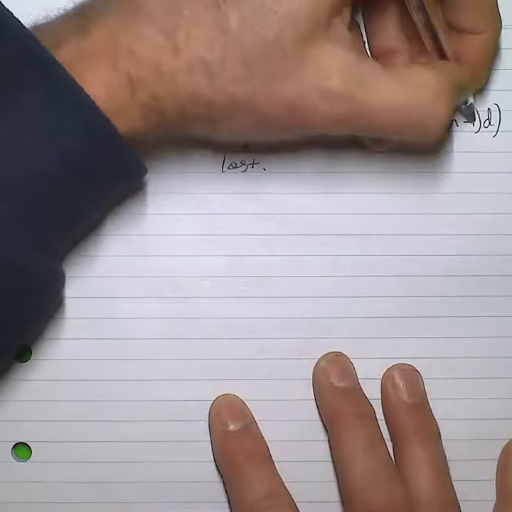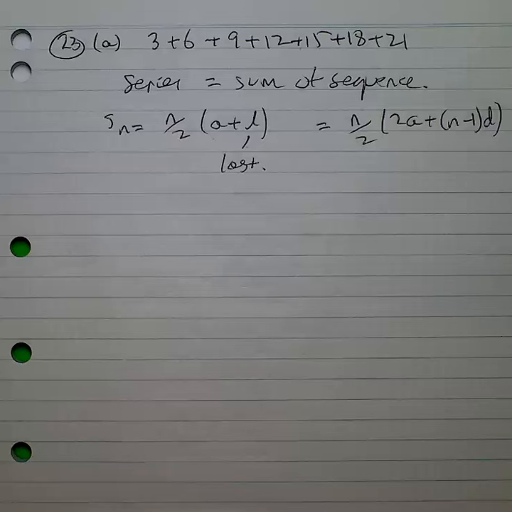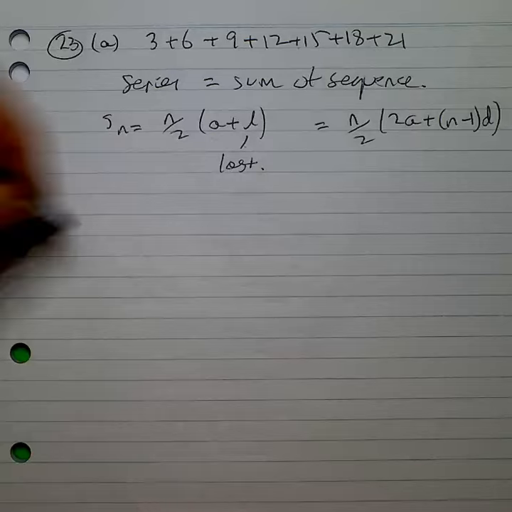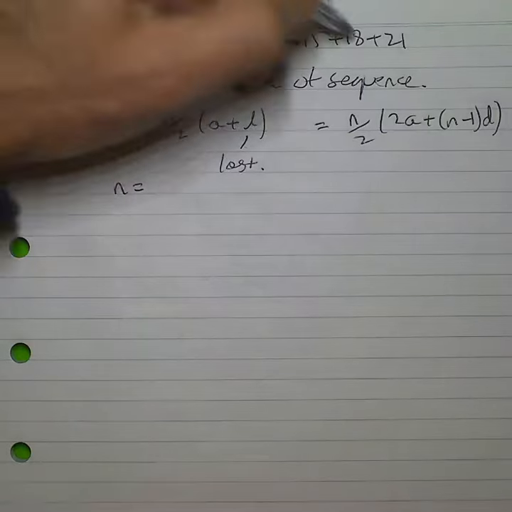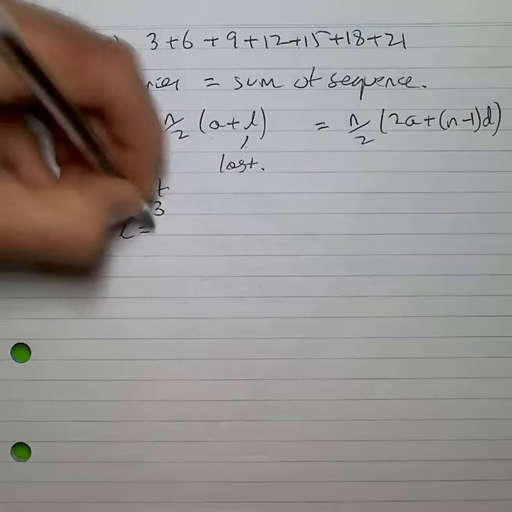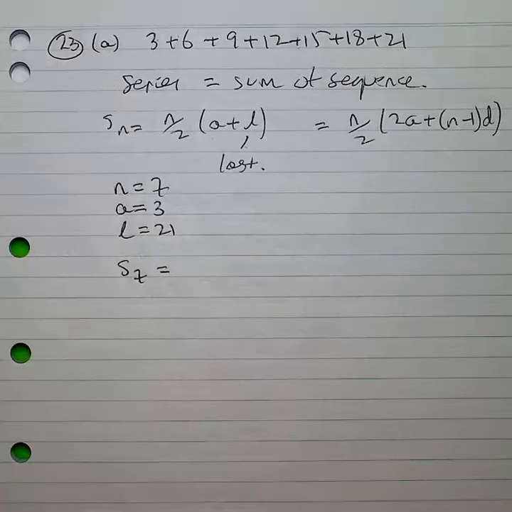And you might, if your algebra's okay, see how we've embedded aspects of the term equation there. So the first thing I've got to do is identify the number of terms, 7. The first term is 3, and the last term is 21. So I'm after the sum of 7 terms.